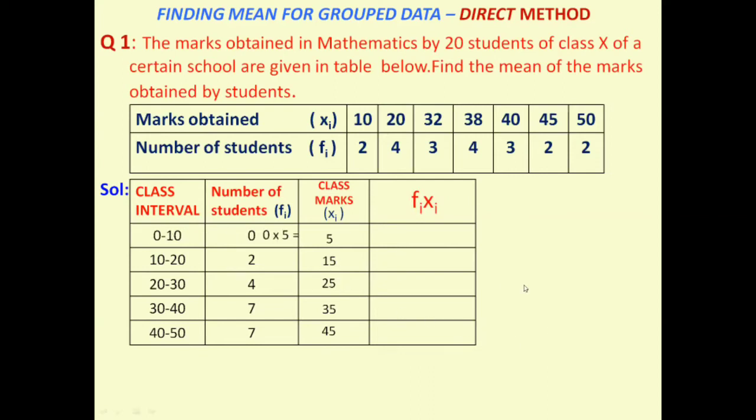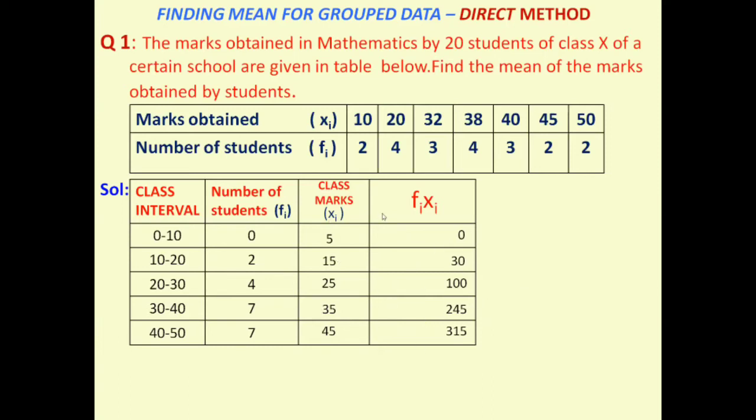So 0 into 5 is 0. Next, 2 into 15 is 30. Next, 4 into 25 is 100. 7 into 35 is 245. Next, 7 into 45 is 315. Like this, we have to fill the last column also.